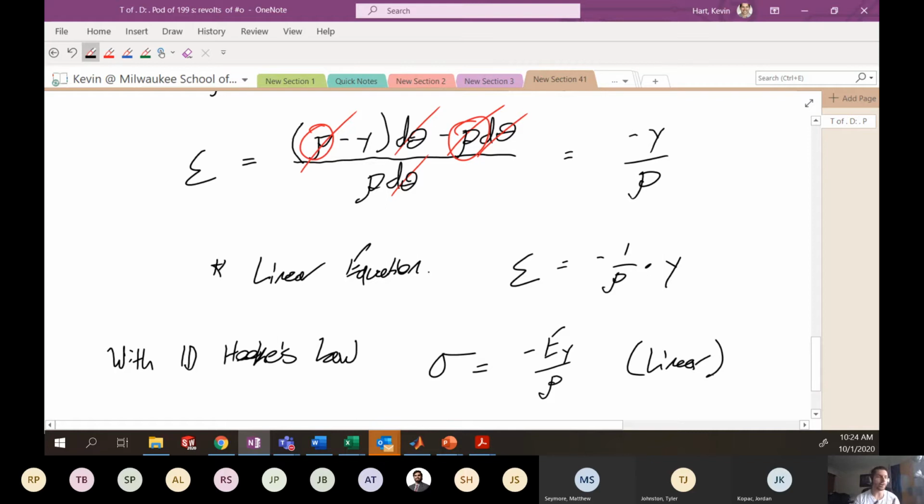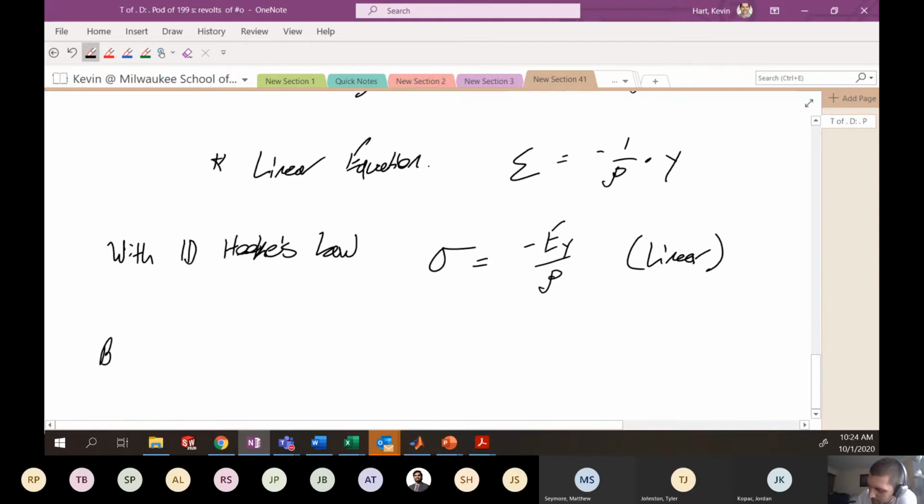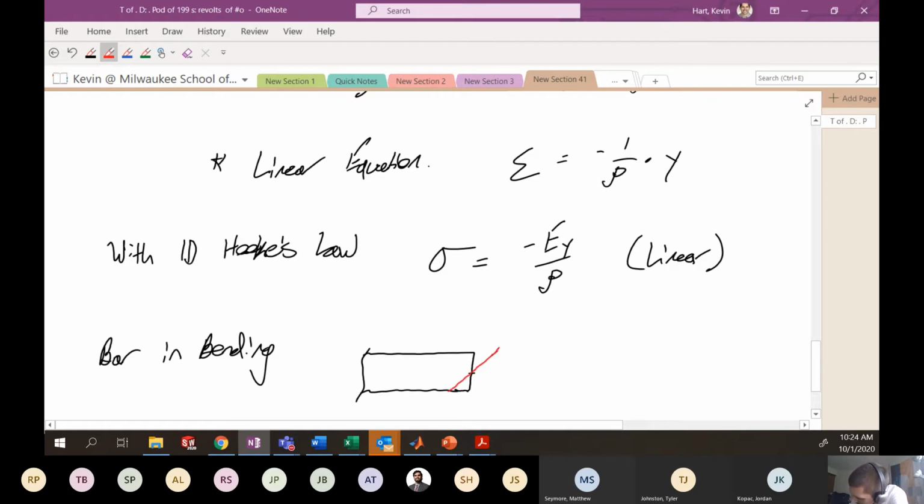Okay, and you know this to be true from your knowledge of what happens to a beam in bending. If you look at the side of a bar in bending, you know that some bar undergoing bending has a distribution that looks like this. Where this is your linear equation. Usually you've seen it as My over I, but here we write it as negative E y over rho with our derivation. This is just a linear equation.